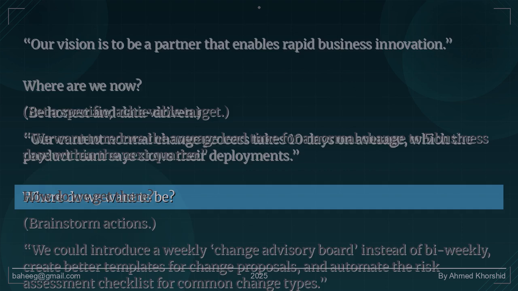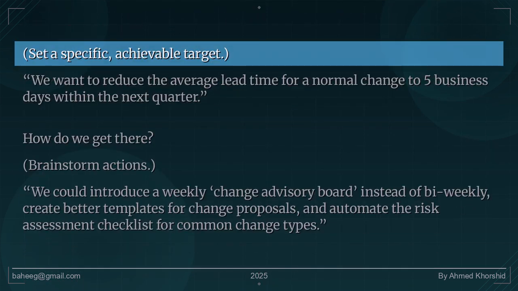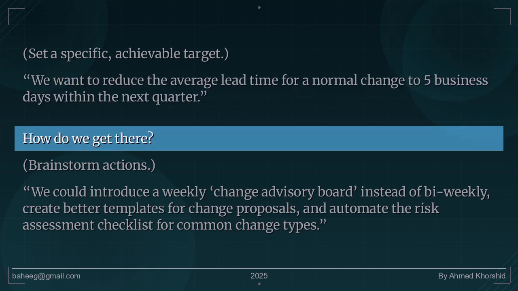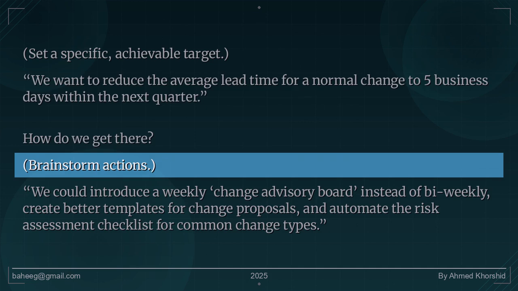Where do we want to be? Set a specific, achievable target. We want to reduce the average lead time for a normal change to 5 business days within the next quarter. How do we get there? Brainstorm actions.